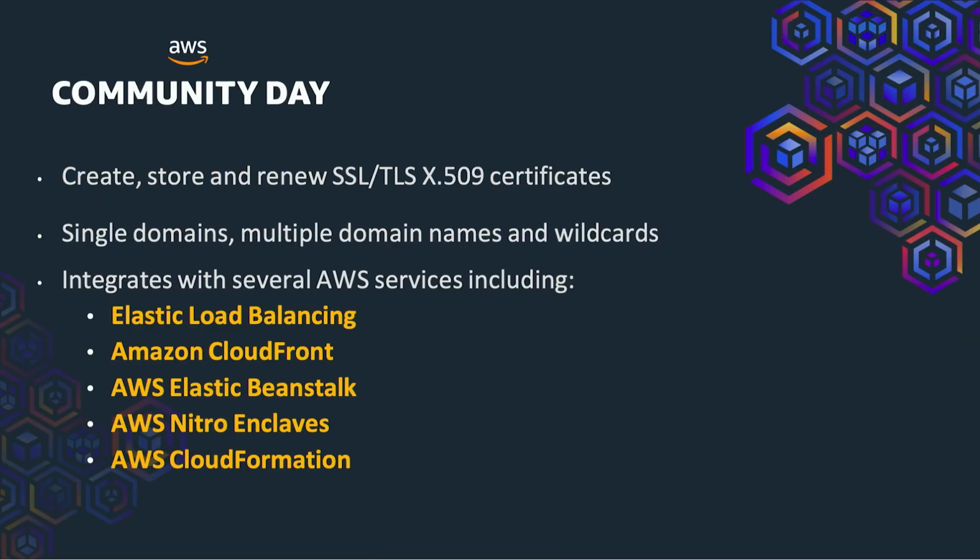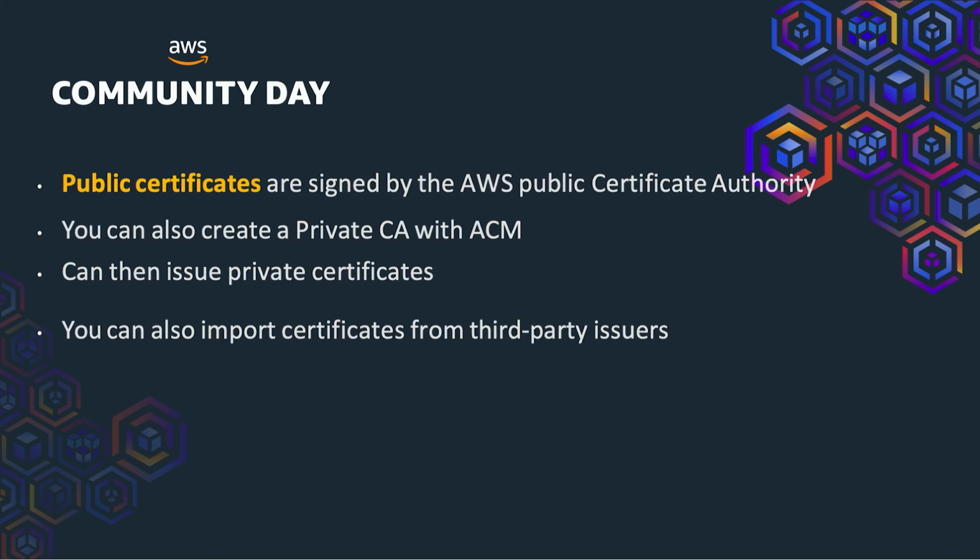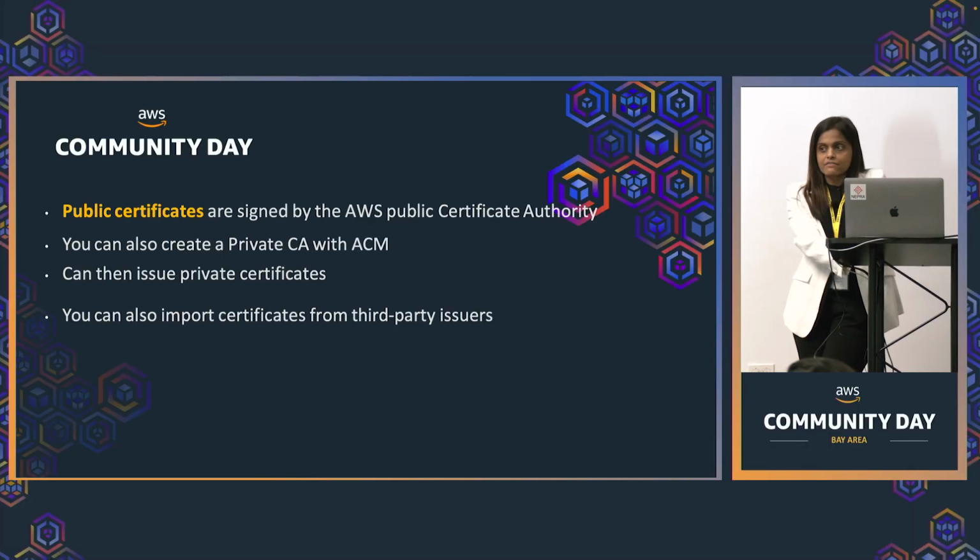So these are the AWS services with which you can integrate ACM: Elastic Load Balancing, CloudFront, Beanstalk, Nitro Enclaves, and CloudFormation. There are 3 kinds of certificates which you can use within your ACM. You can create your public certificate, private certificate, or you can import a certificate from third-party services as well.